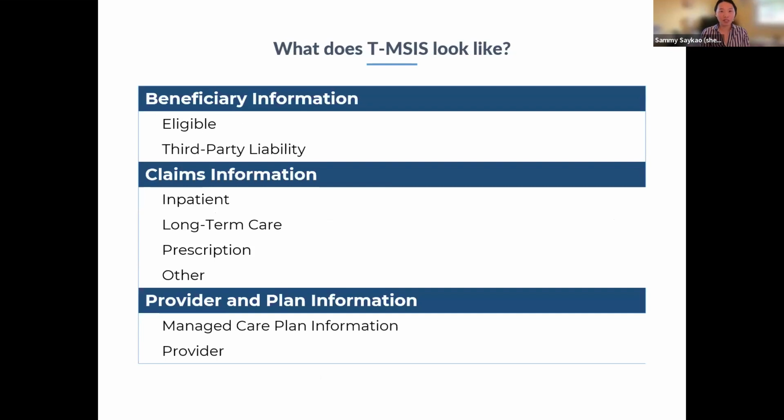And what does TMSIS look like? So it's 8 distinct files that can be separated into these 3 general categories. I categorize these for my own thought process, and I thought it would help a little bit.